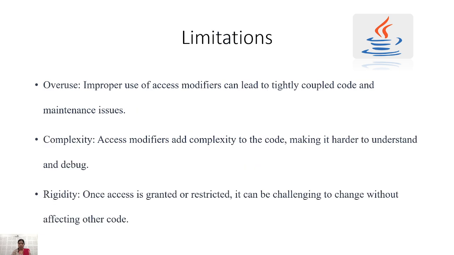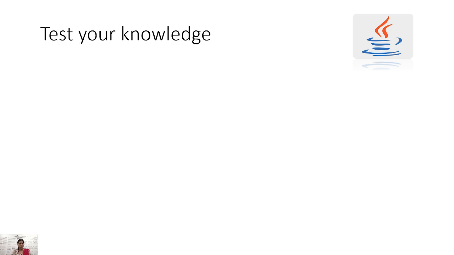While it also has some limitations. Improper use of access modifiers can lead to tightly coupled code and maintenance issues. Access modifiers add complexity to the code, making it harder to understand and debug. Right? So if you are adding more access modifiers to complex code, then it is harder to understand and debug how it is actually behaving. Rigidity. Once access is granted or restricted, it is challenging to change without affecting other code. So that rigidity may be a problem.